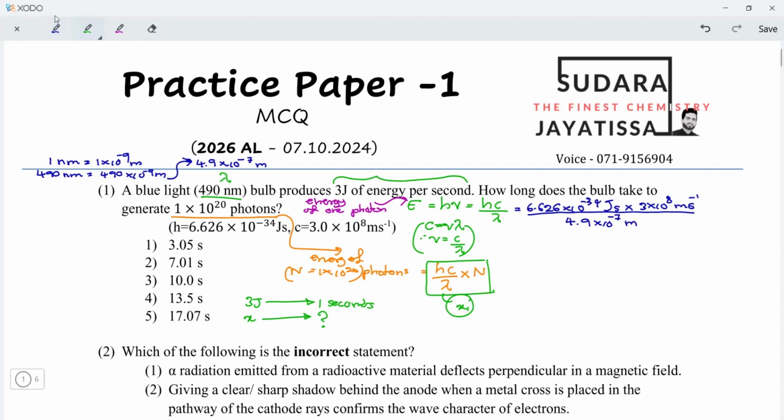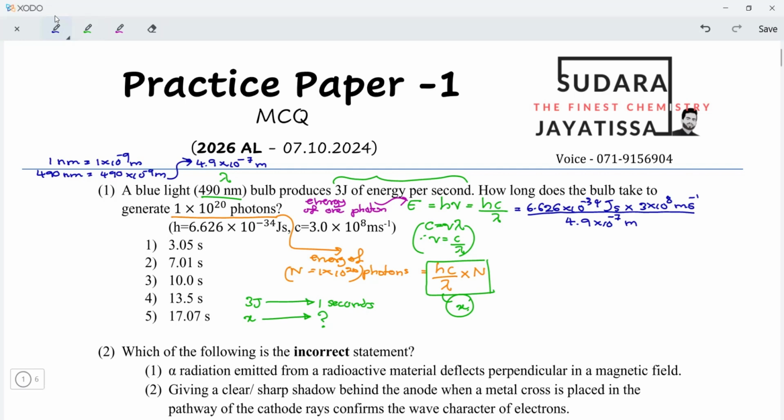So you can cancel the meters, you can cancel the seconds, and you will be getting the answer in joules. So it's a very important thing to convert units. Remember that, okay? Now, you can see it's not divisible, obviously. So I'm not going to divide those, right?